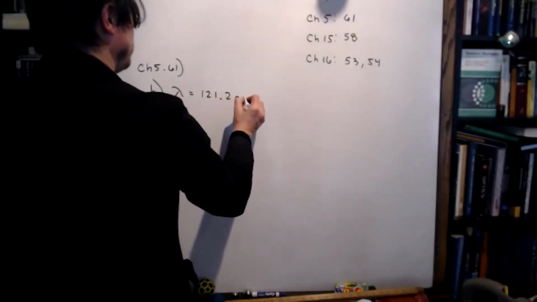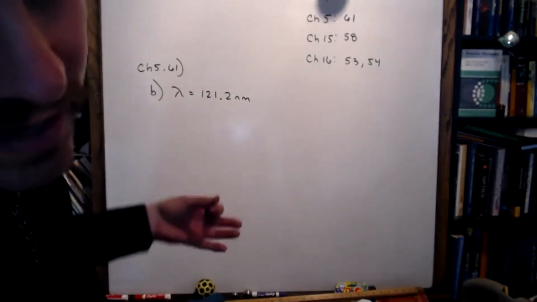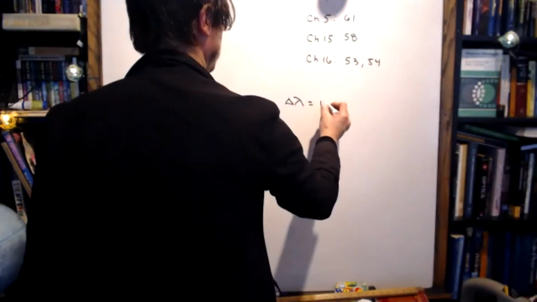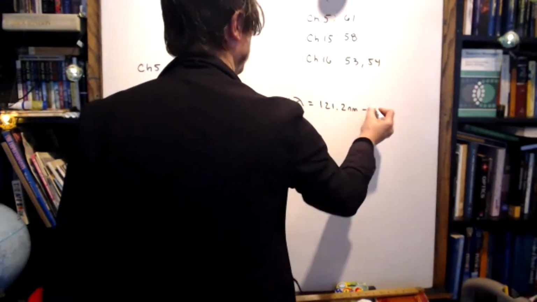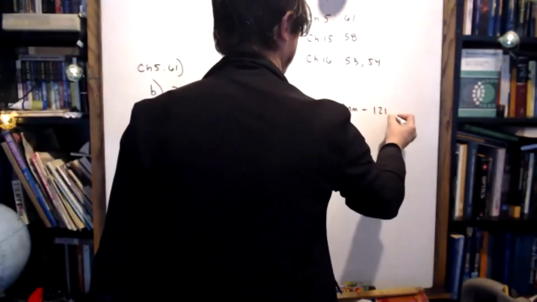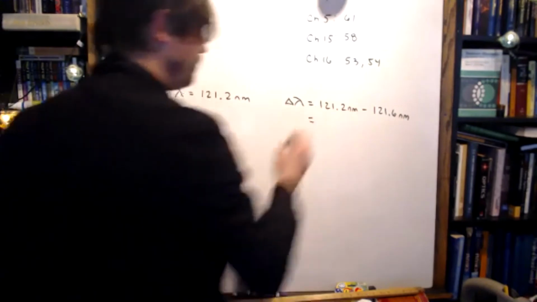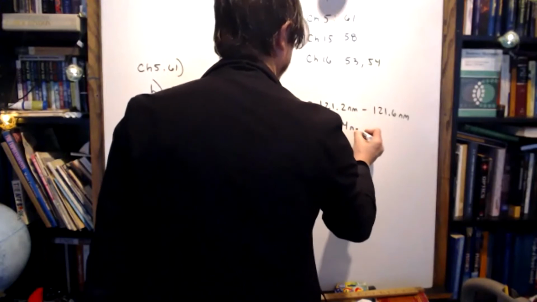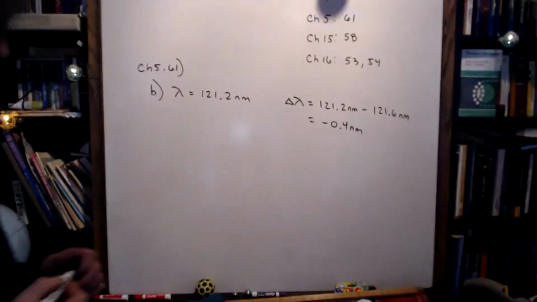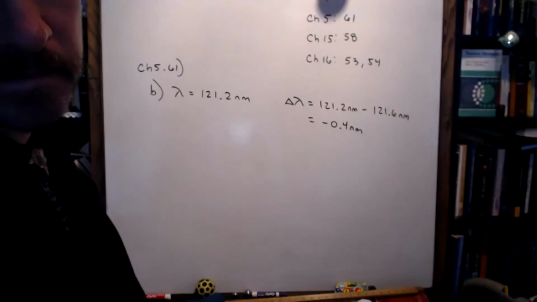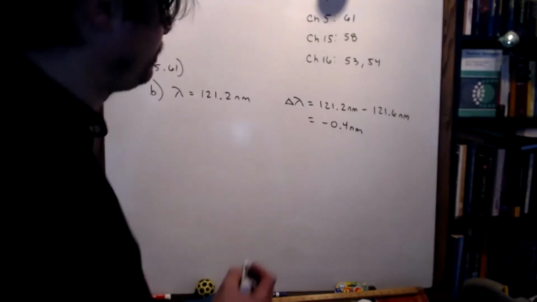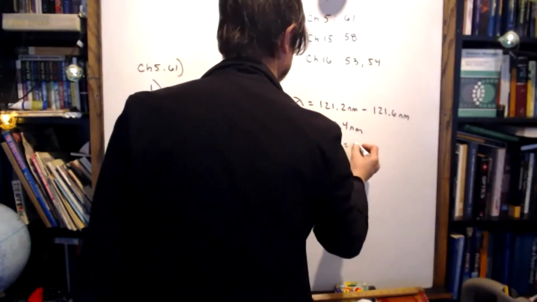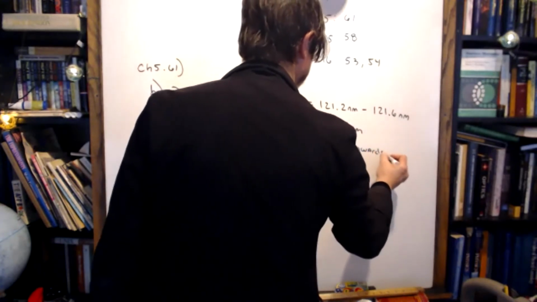Sometimes I like to calculate the Doppler shift, and then it becomes an even easier calculation. So the Doppler shift here is 121.2 nanometers minus 121.6 nanometers, which is negative 0.4 nanometers. Is this a blue shift or a red shift, students? Blue. Yeah. And that means towards.